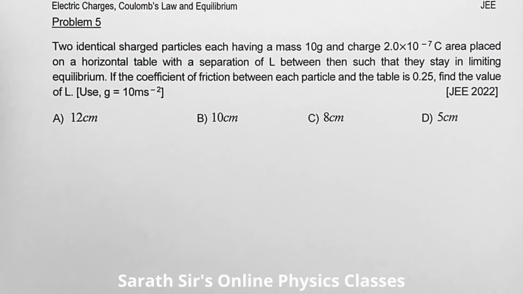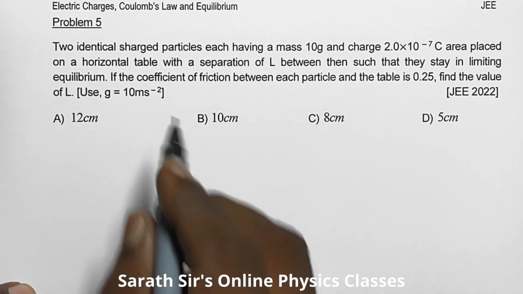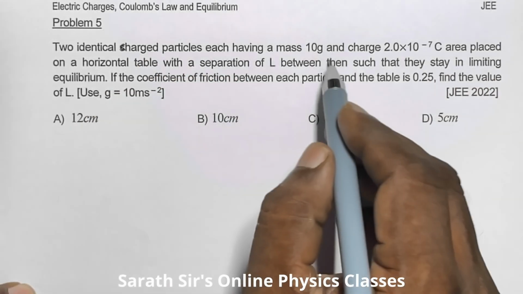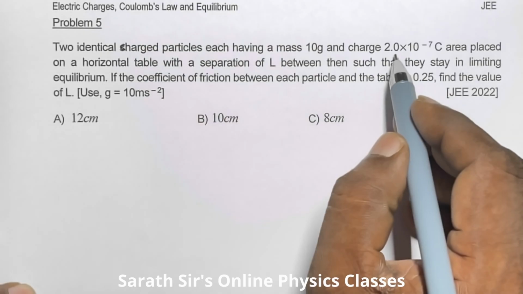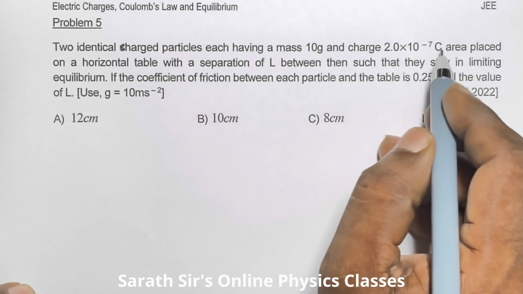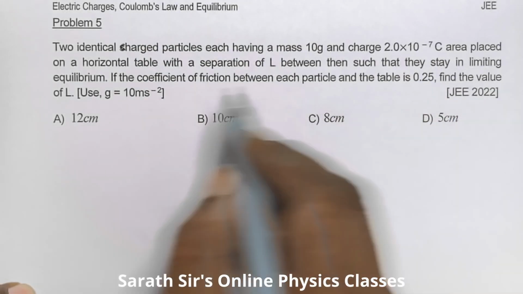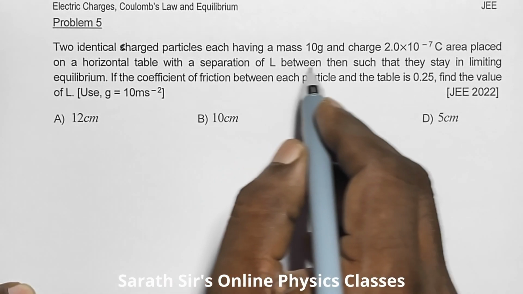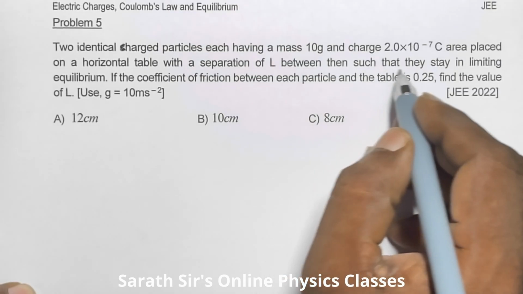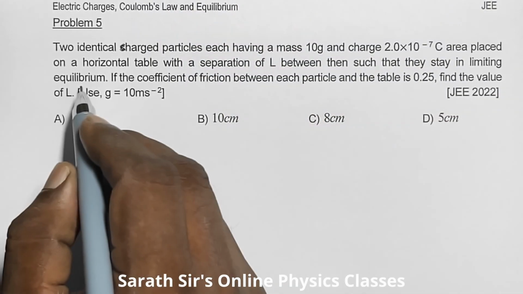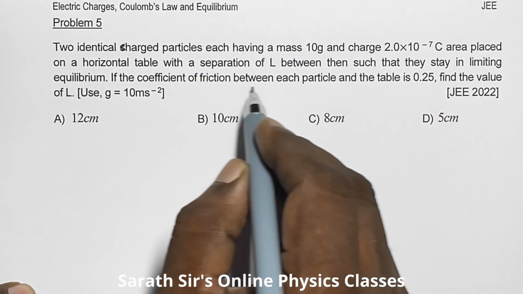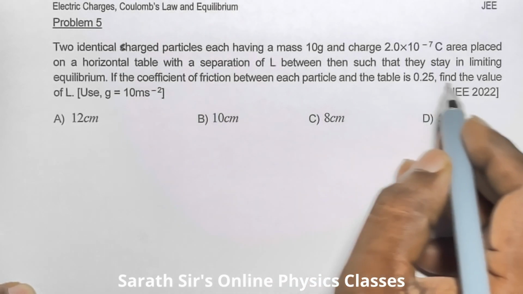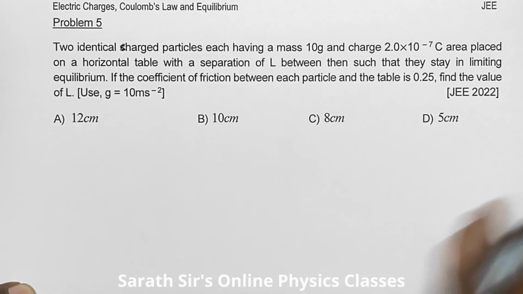In this problem, two identical charged particles each having mass 10 gram and charge 2 into 10 to the power of minus 7 coulomb are placed on a horizontal table with a separation of L between them such that they stay in limiting equilibrium. If the coefficient of friction between each particle and the table is 0.25, find the value of L.